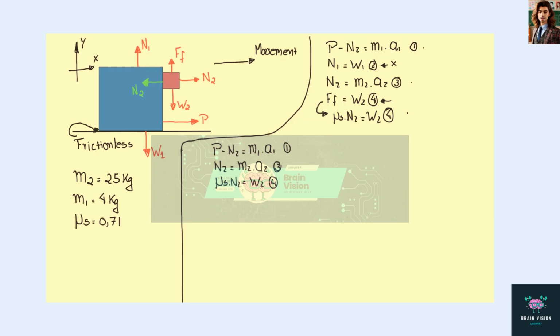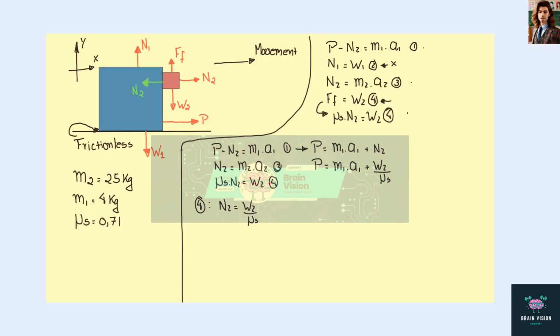Now we begin by solving equation number 1 for P. This results in P is equal to M1 times A1 plus N2. Now we have to discover what is the value of A1 and N2. We can discover the value of N2 using equation 4. From equation 4, we get that N2 is equal to W2 divided by mu static. Then P is equal to M1 times A1 plus W2 divided by mu static.